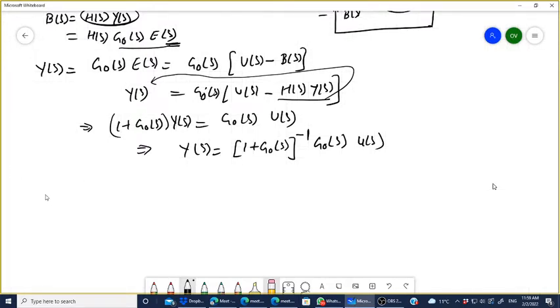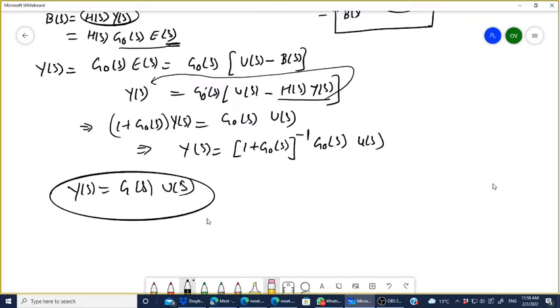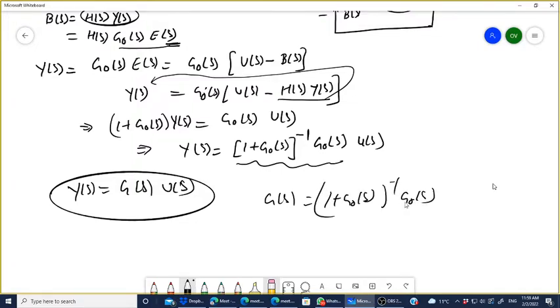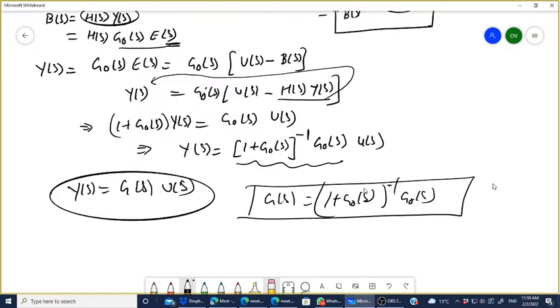And you know that YS is nothing but GS into US. We already discussed the transfer matrix. YS is nothing but GS into US. So you can see this is the GS. GS is 1 plus G naught S inverse into G naught S. In terms of this, we can calculate like this. Is it clear? So in this way, we can calculate the transfer function of any closed loop system.